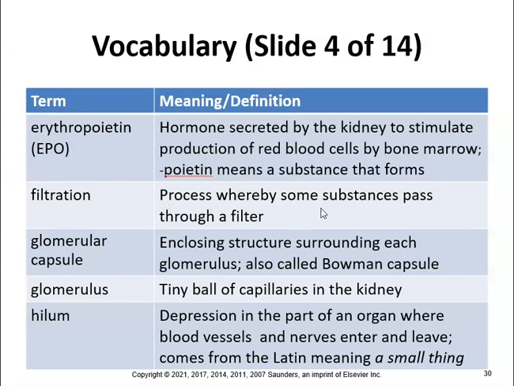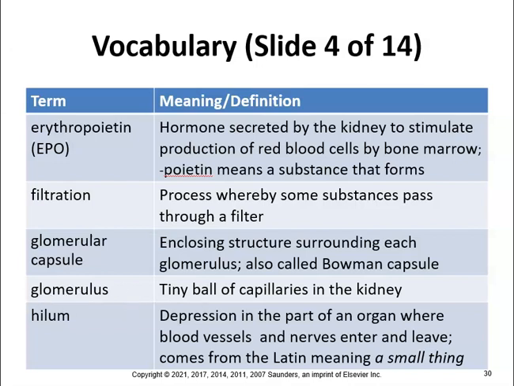Filtration, process whereby some substance passed through a filter. Glomerular capsule, enclosing structure surrounding each glomerulus, also called the Bowman capsule. Glomerulus is a tiny ball of capillaries in the kidney. This is the functional unit here. Functional unit is nephron, but the glomerulus is what will help filtrate the blood.